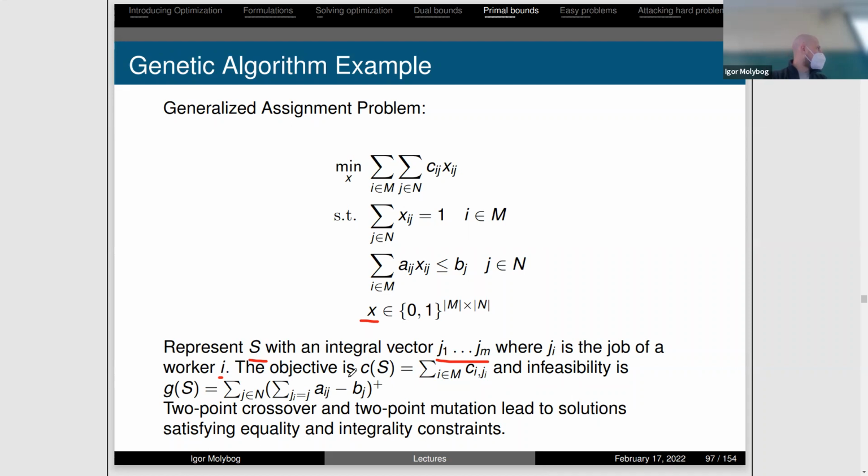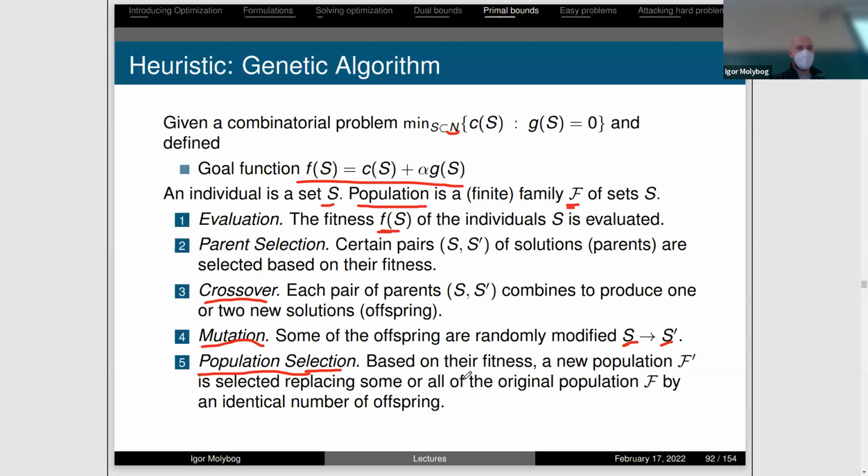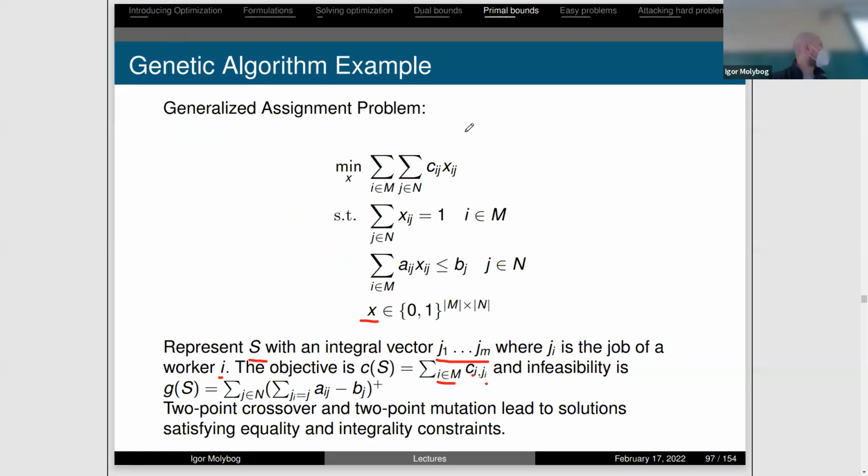The objective here, C of S, is going to be the summation over i of C_i j_i. You probably remember my comment that it's not a linear program anymore, right? It's not a linear objective, but the benefit of this kind of heuristic is that we never really said that C or G has to be linear functions. So we can tolerate that totally.